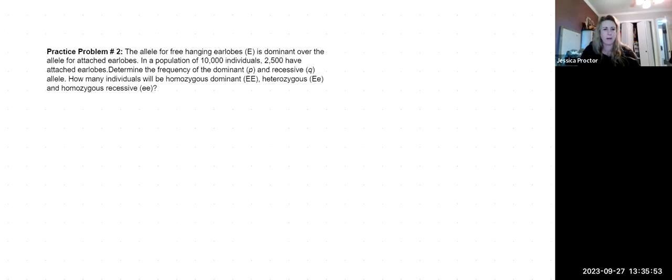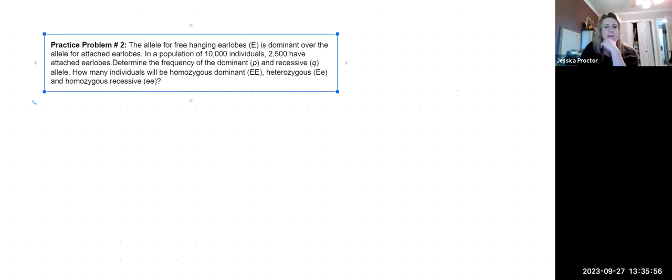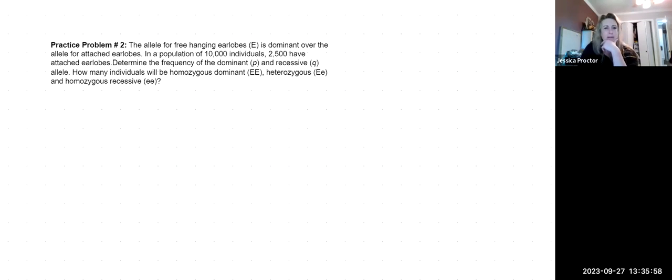Okay, so I'm going to go back to my worksheet here and pull up practice problem number 2. Practice problem number 2 is going to be looking at earlobe form. So in humans, there's 2 conditions: the attached earlobes and the free hanging. The free hanging earlobes are the dominant condition. The allele for free hanging earlobes, big E, is dominant over the allele for attached earlobes. In a population of 10,000 individuals, 2,500 have the attached earlobes, the homozygous recessive condition.